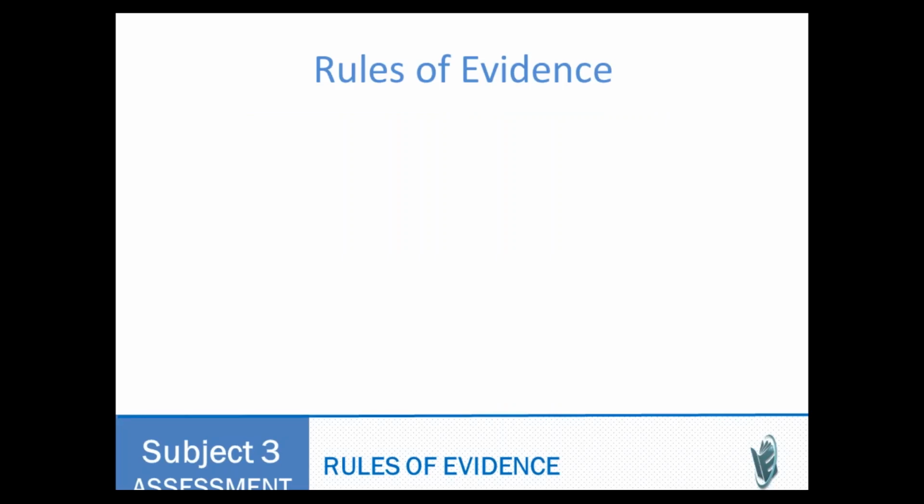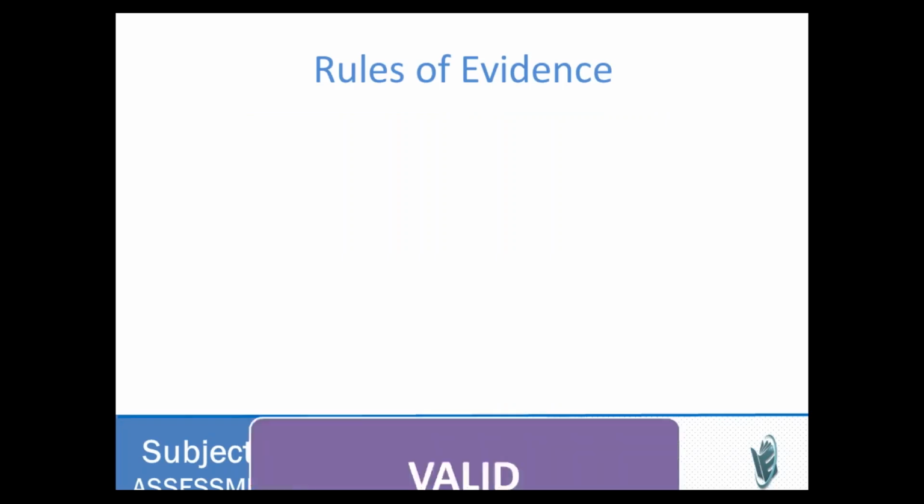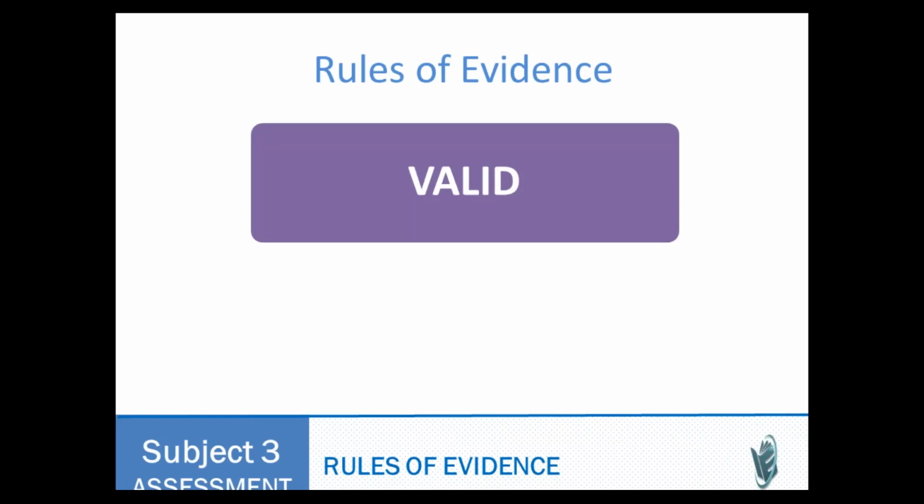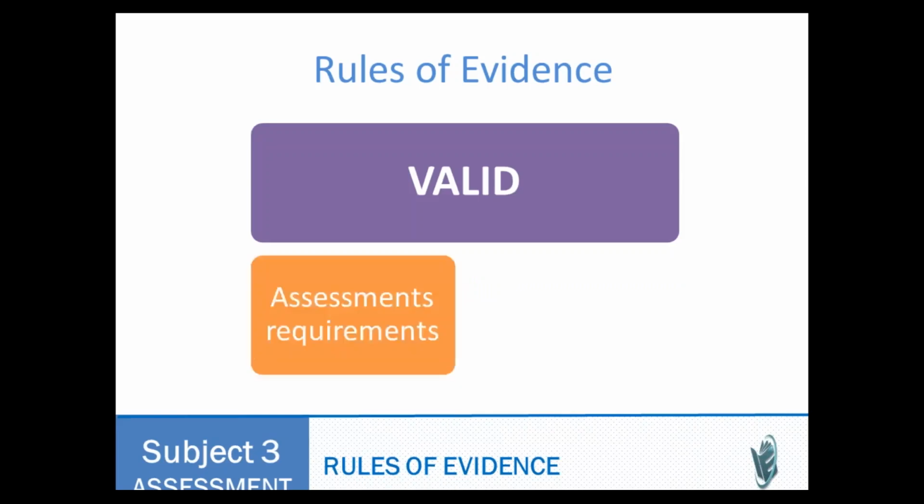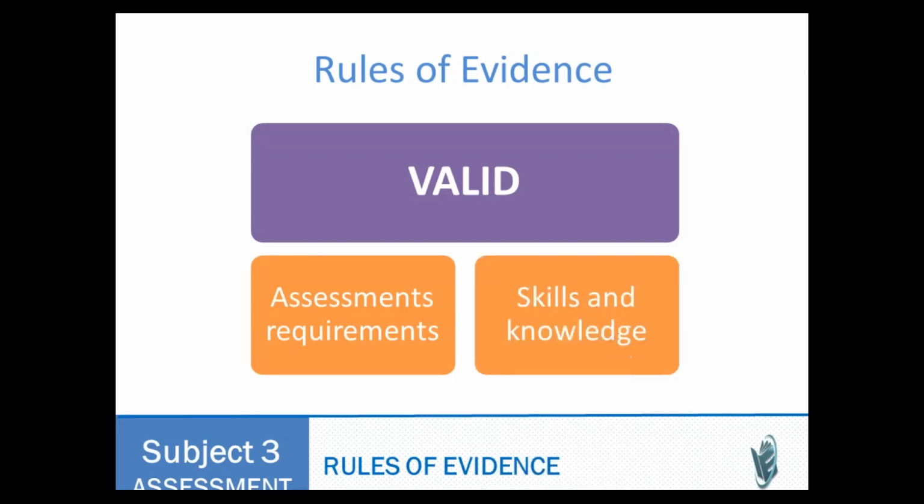The standards for RTOs define rules of evidence as valid if the evidence presented by the learner is in accordance with the unit competency and associated assessment requirements, including the elements and the performance criteria, and demonstrates the skills and knowledge described in the competency standards. For example, you're assessing a candidate on how to ride a bike. The learner must show that he is indeed riding a bike, not a car.